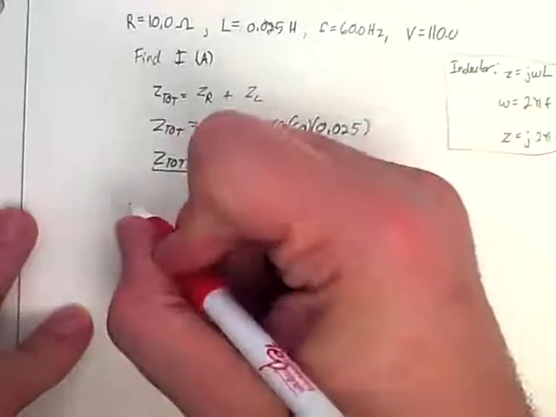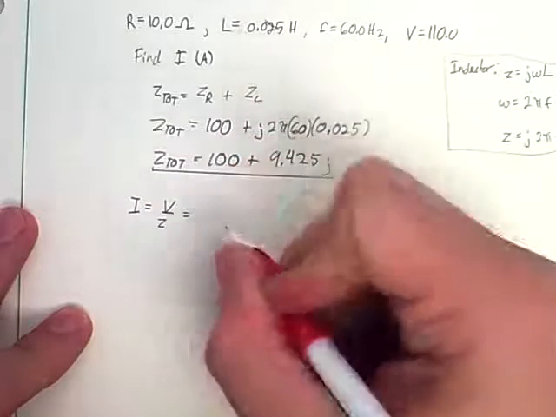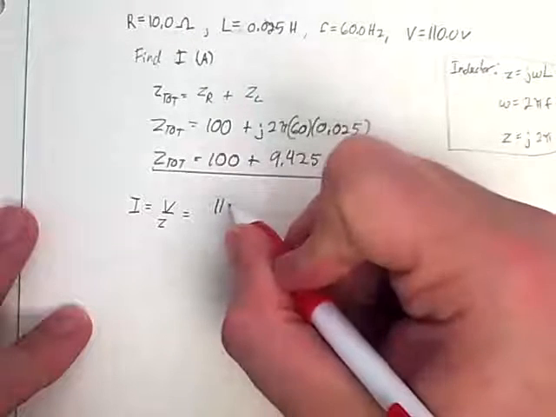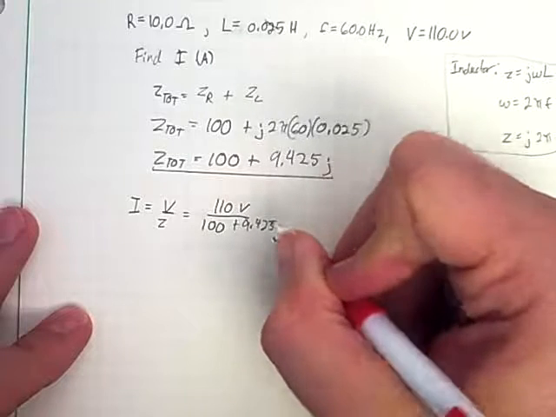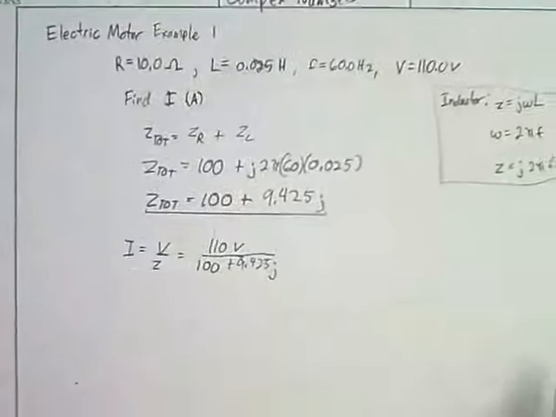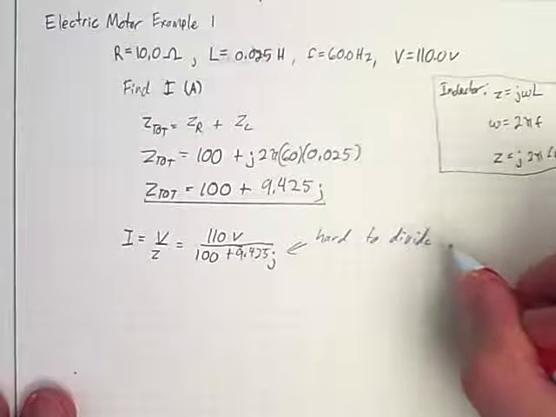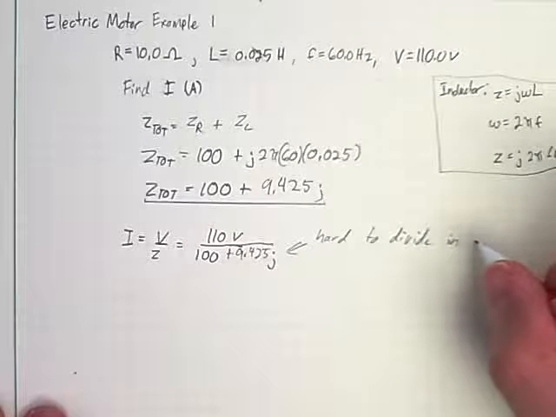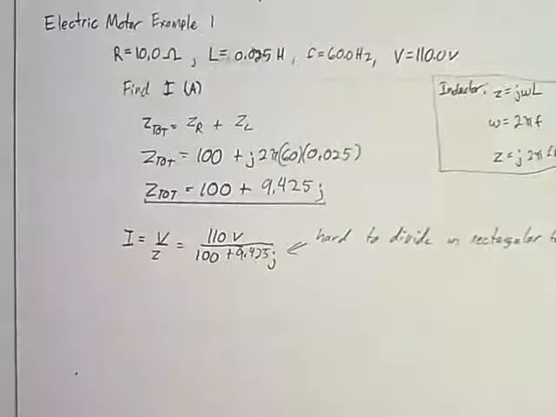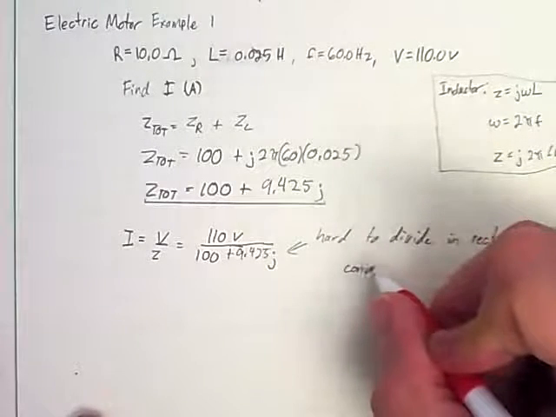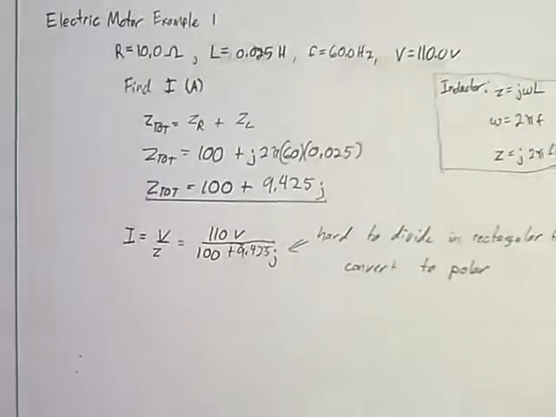And now we want to find I, which is V over Z. So V is 110 volts. And we want to divide that by 10 plus 9.425 J. And the problem here is it's really hard to divide in rectangular form. So what we need to do is convert to polar.